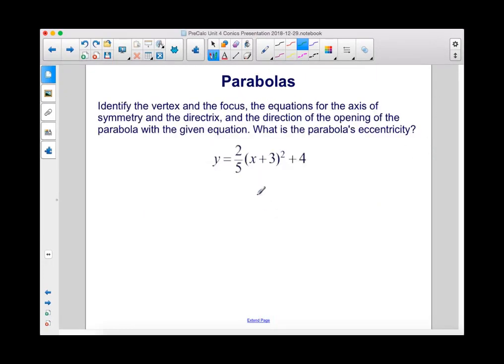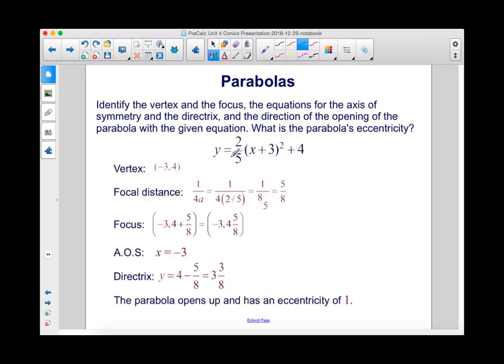Identify the vertex and the focus, the equations for the axis of symmetry and the directrix, and the direction of the opening of the parabola with the given equation. What is the parabola's eccentricity? Here we have y as a function of x. Our vertex is at h, k. H is -3, since it's x minus -3, and our k is 4. So our vertex is at -3, 4.